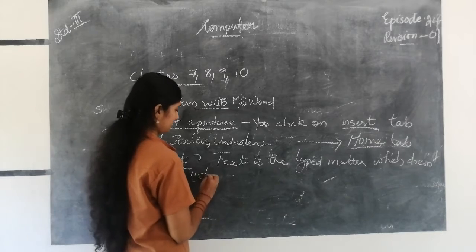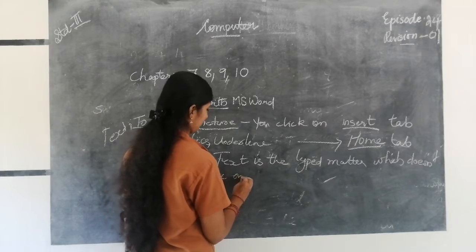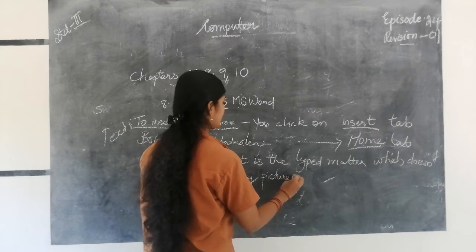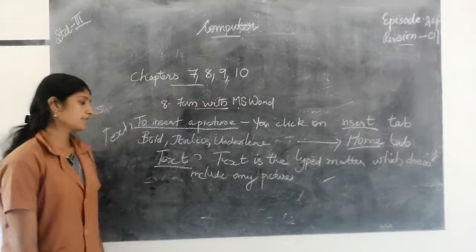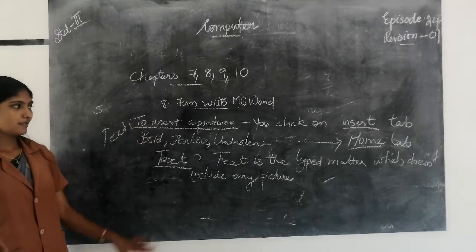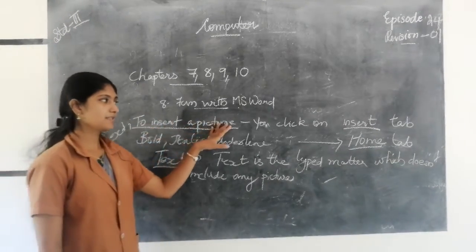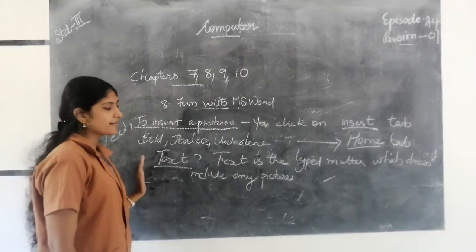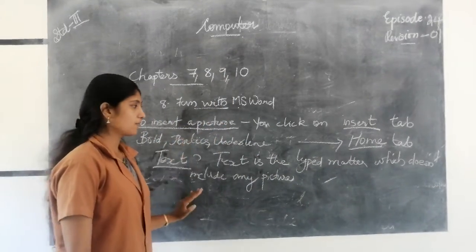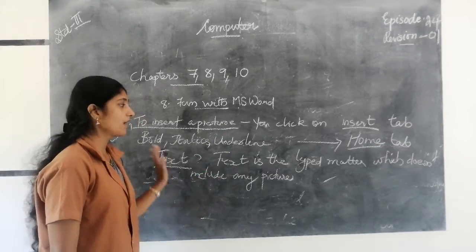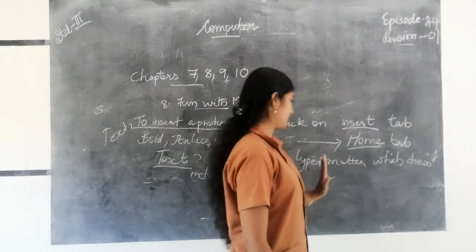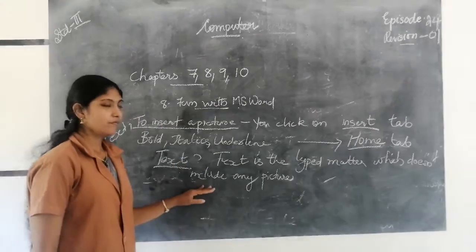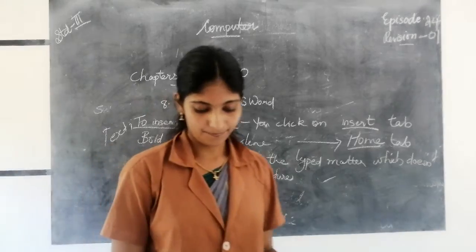Text is the typed matter which does not include any pictures. So in this chapter, how to insert a picture using the Insert tab. Then bold shortcut key Ctrl plus B, italics Ctrl plus I, underline Ctrl plus U, and these options are under the Home tab. Then what is text? Text is the typed matter which does not include any picture.